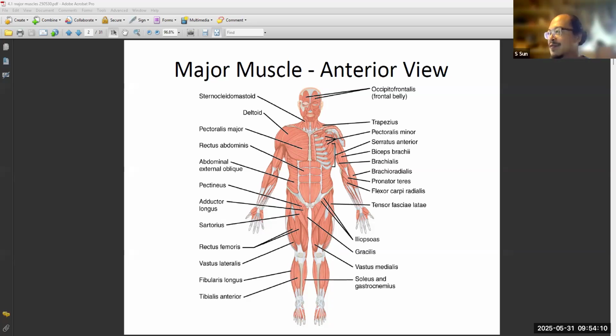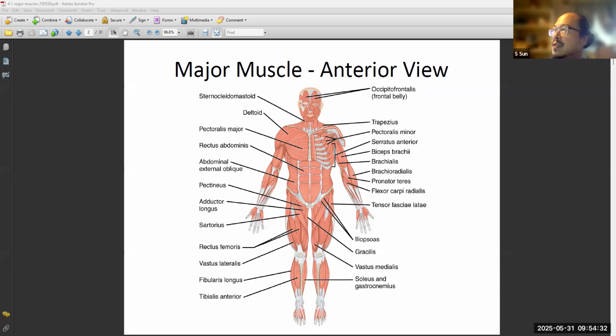And then some of those will be named for just the shape, long, or the function, like a flexor, extensor, those kinds of things. All right, so let's try to name all of this.